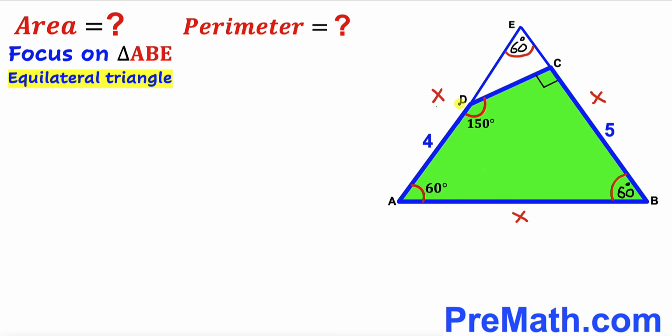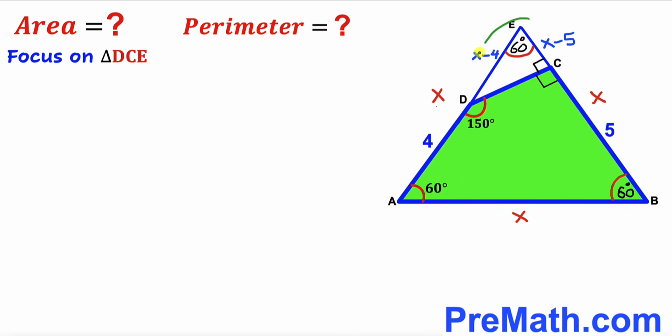Furthermore, we know this segment AD length is 4. So this DE length is going to be x minus 4. Likewise, this segment BC length is 5. So this remaining segment EC length is going to be x minus 5. Now we are going to focus on this tiny right triangle DCE. We know this angle is a 90 degrees angle. This is our 60 degrees angle. So this third unknown angle is going to be 30 degrees.